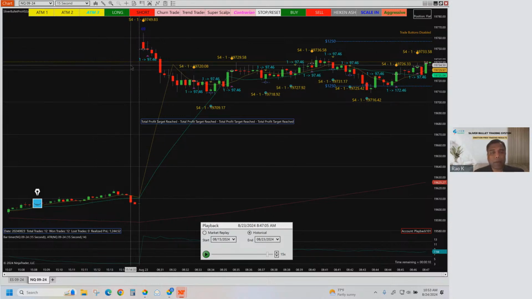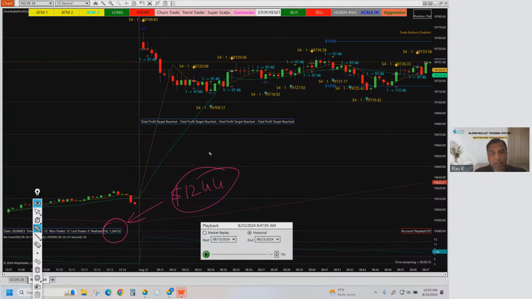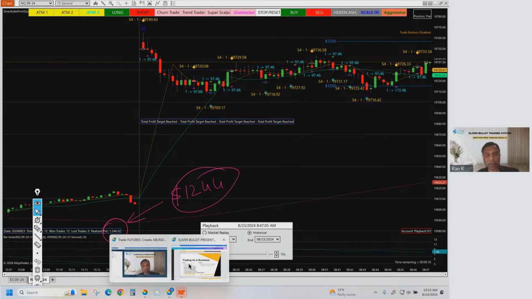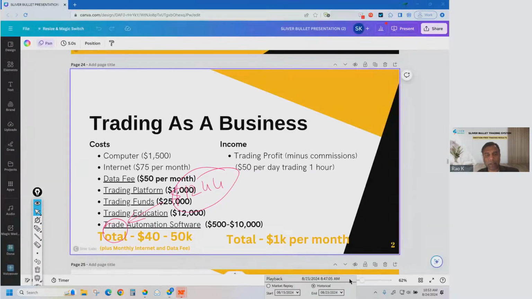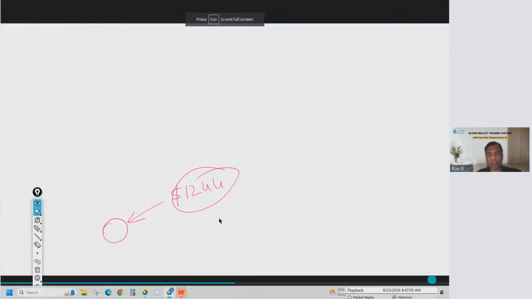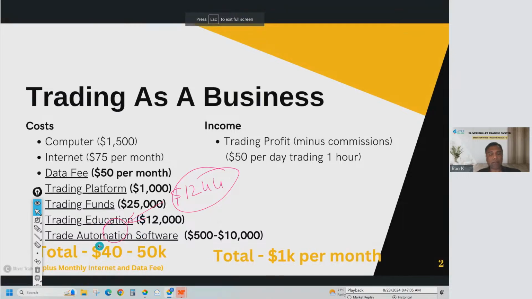Now let's note down something here. So this is the number we achieved, $1,244. Now let's take this and use this. I'll go back to the presentation and discuss the significance of this number. So $1,244 is what we achieved just now, and this number is much higher than $50.